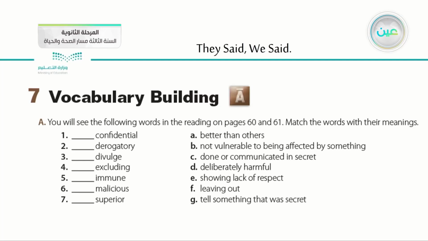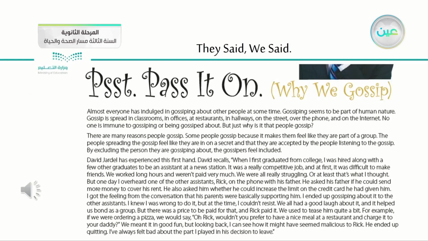The first word here is confidential. Number 2, derogatory. Number 3, divulge. Number 4, excluding. Number 5, immune. Number 6, malicious. And number 7, superior. Now we will go ahead to the next page, pages 60 and 61, and we will listen to this essay about why we gossip.